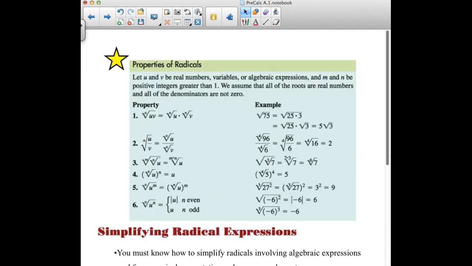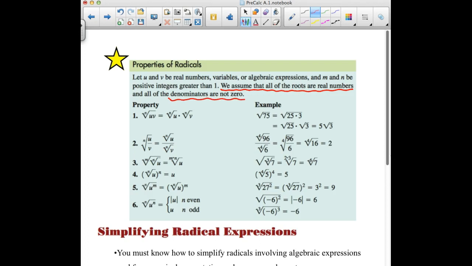All right, some properties of these radicals. It says let u and v be real numbers, variables or algebraic expressions, and m and n are positive integers greater than 1. We'll come back to this statement. It says we assume that all of the roots are real numbers, so we're not dealing with imaginary, and all the denominators are not 0.